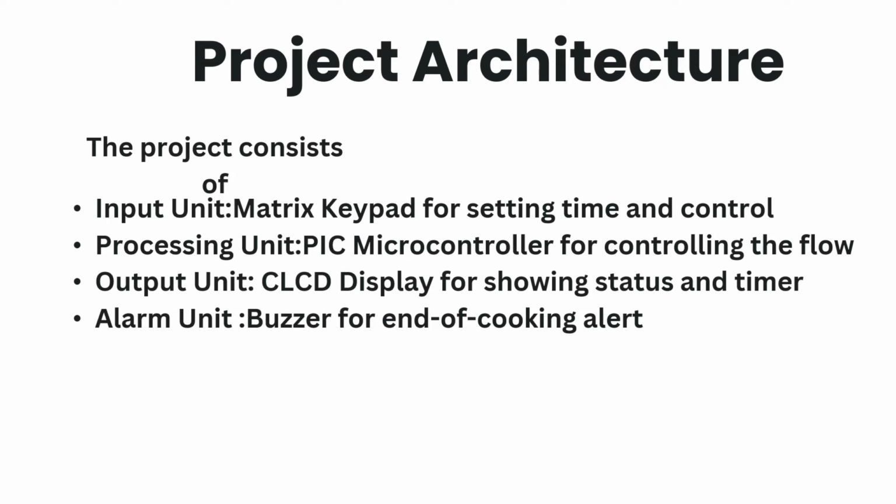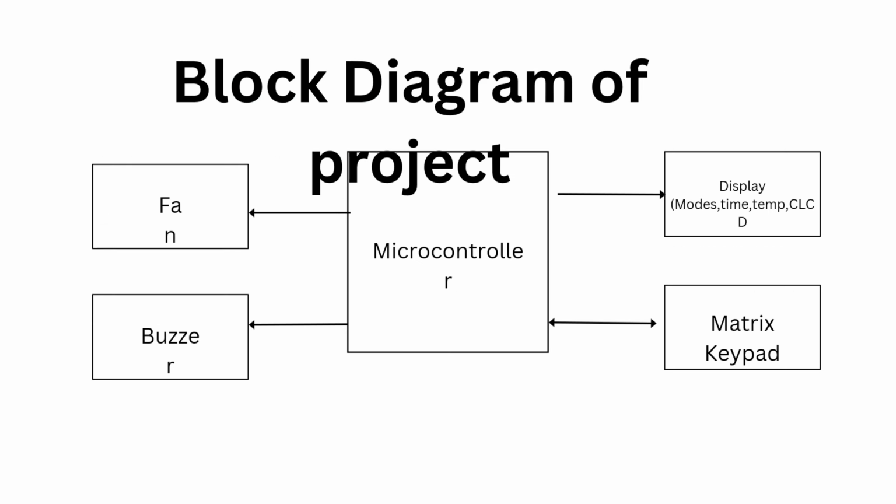So then let's talk about the block diagram. So here we can see that all the things we have now discussed are connected together to the microcontroller. All these components are interconnected, and the microcontroller acts as the central unit that synchronizes all the operations. This architecture ensures efficient data flow and proper coordination between input, processing, and output units.